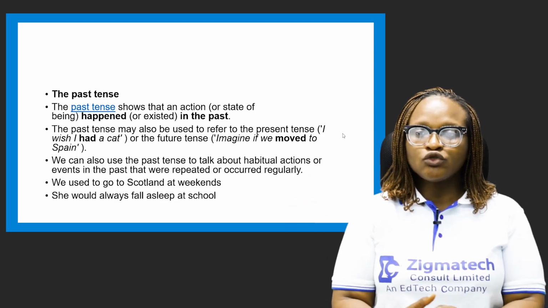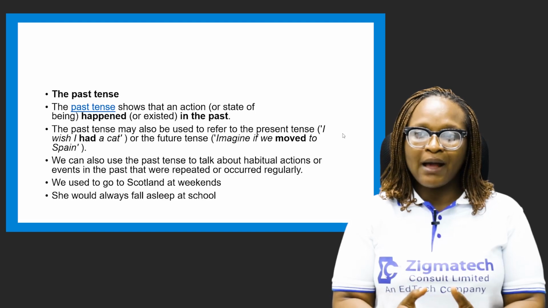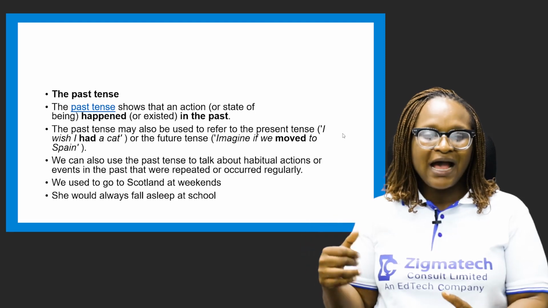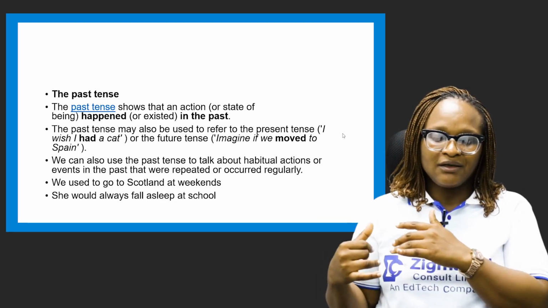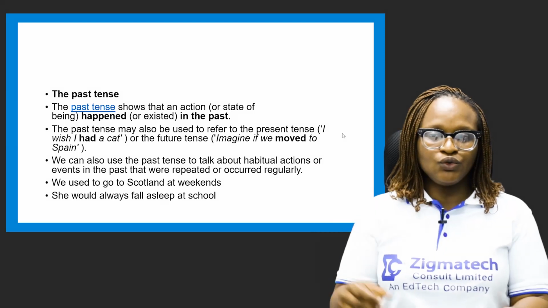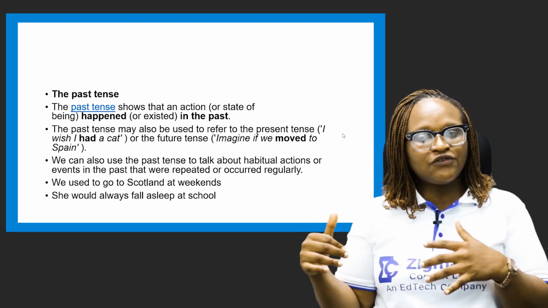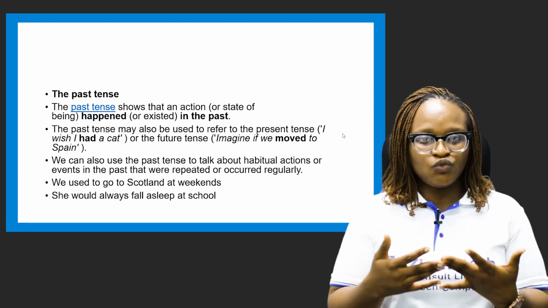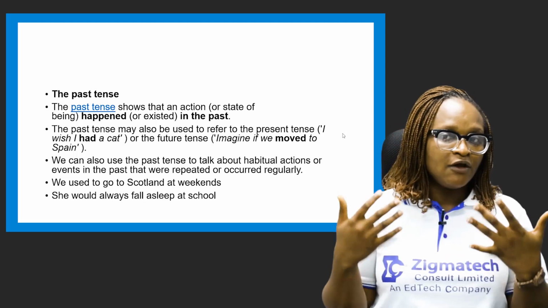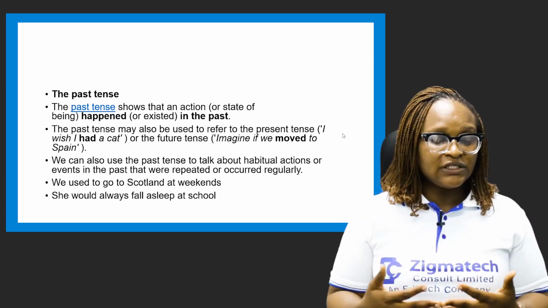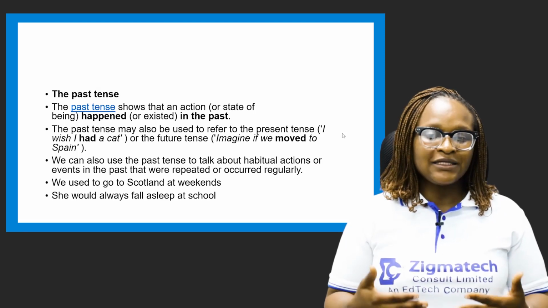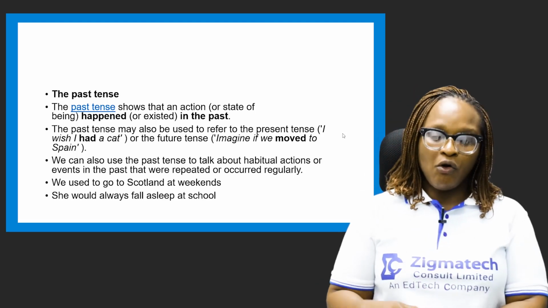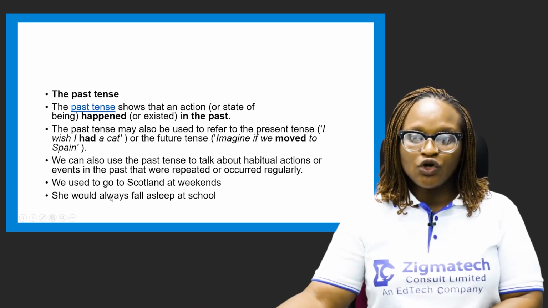All right? So we can also use the past tense to talk about habitual actions or events in the past that were repeated or occurred regularly. We used to go to Scotland. That's a past. We used to go to Scotland. She would always fall asleep at school. Now, I made mention of the modal verbs, which are classified under the helping verbs. Would is an example of a modal verb in the past. So where you have will as present, would is the past form of will as a modal verb. So she would always fall asleep.